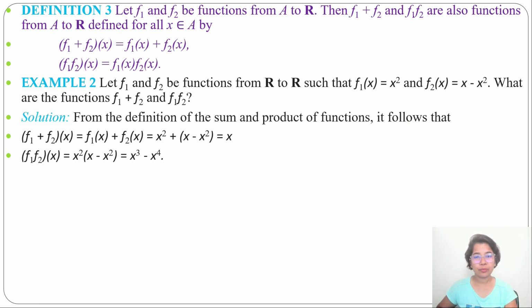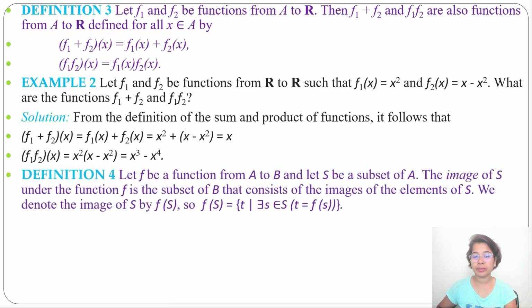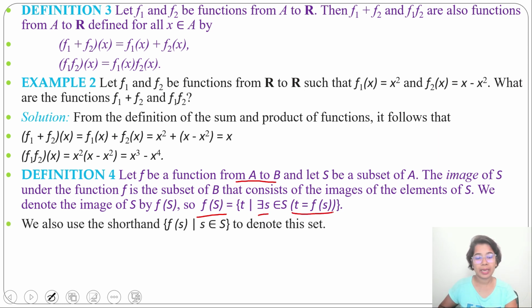Next, definition 4, it's about the image of a subset under a function. Let f be a function from A to B and let S be a subset of set A. The image of S under the function f is the subset of B that consists of the images of the elements of S. So we can denote f of S equals the set of t such that there exists s belonging to S with t equals f of s.